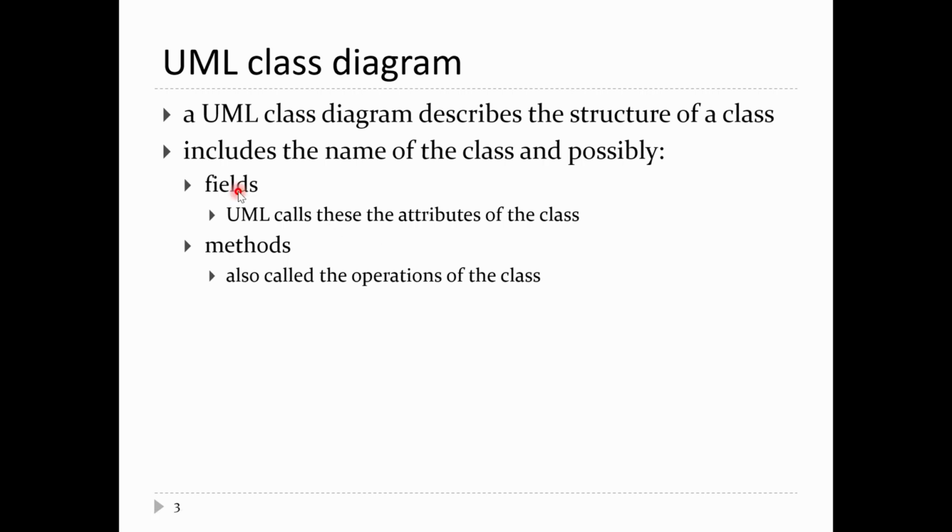In UML, it's not designed for any particular object-oriented language. So UML uses the generic term attributes instead of fields. Fields is a very Java-specific term. Instead of methods, UML calls these operations.